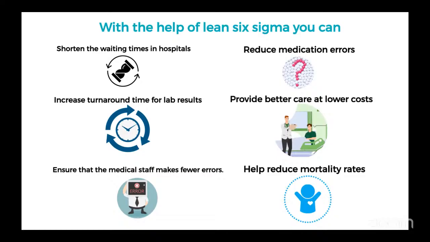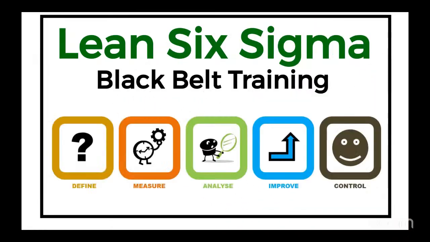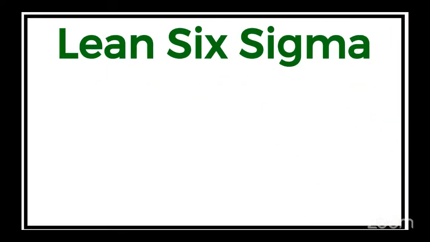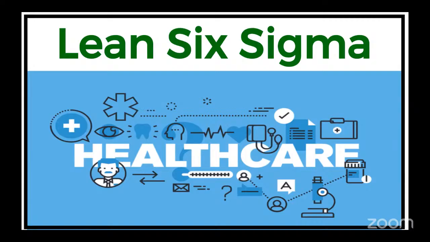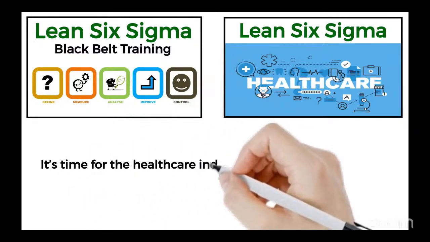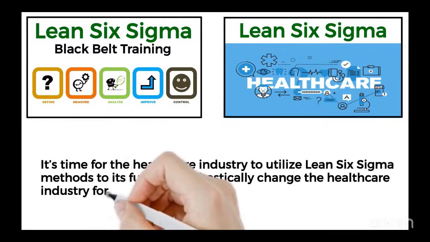How can you do that? By training the staff as green belts and black belts and allowing them to do improvement projects. Lean Six Sigma training and certification in healthcare provides the tools needed to address the challenges at various levels. It is time for the healthcare industry to utilize Lean Six Sigma methods to the fullest and drastically change the healthcare industry for the better.